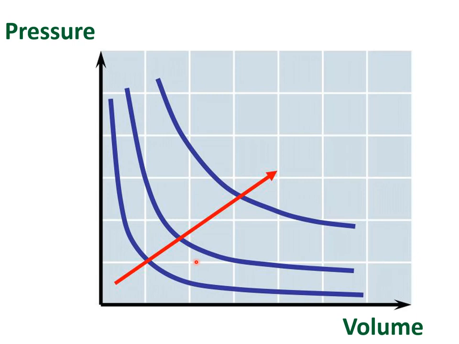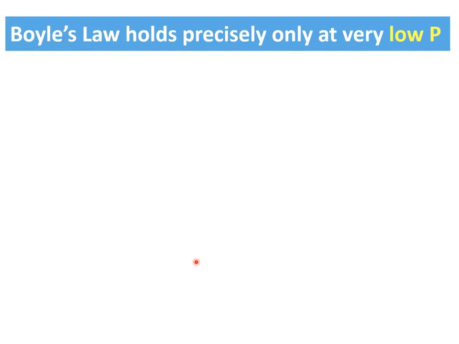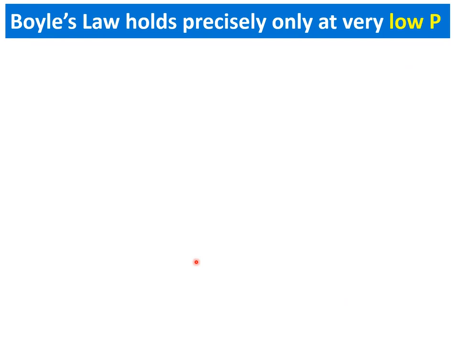From lower to higher, okay? Because actually if you increase the temperature at the same volume, the pressure will increase, okay? So Boyle's law holds precisely only at very low pressure. It deviates from the ideal behavior at high pressure, okay? And this is obvious in this graph.